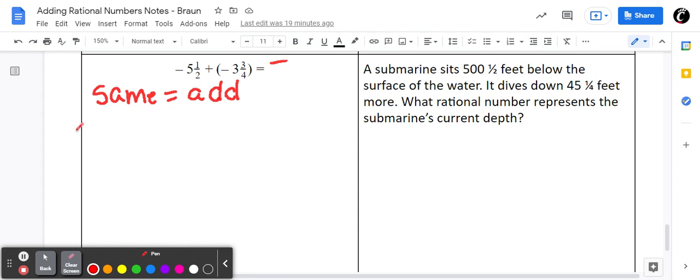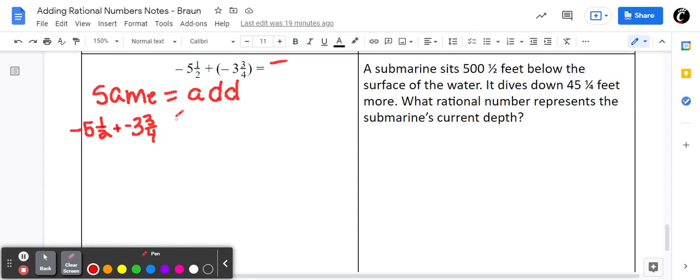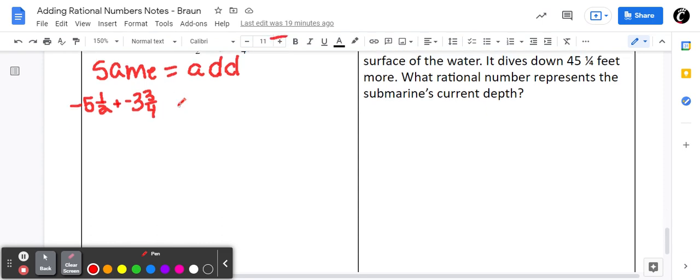So I'm going to start that. I'm just going to rewrite my problem. Negative 5 1/2 plus negative 3 3/4. When I add, I need to make sure that I have a common denominator. So I want to look at the two that I have, my two denominators, and I see that I have a 2 and a 4. I can multiply my 1/2. I can multiply my 1 and my 2 both by 2 to convert that to fourths.